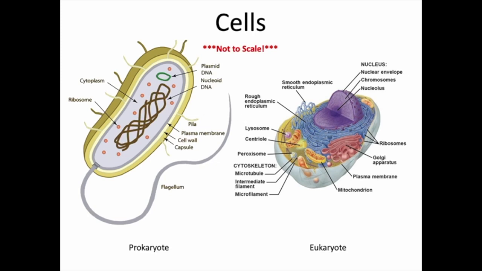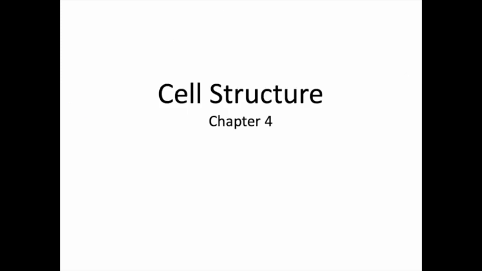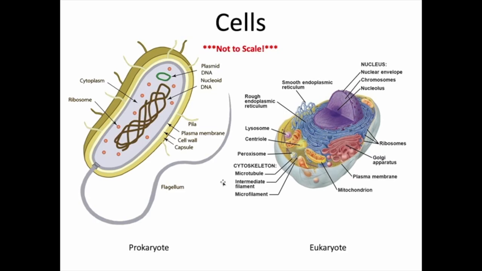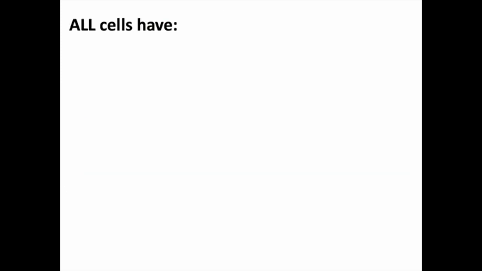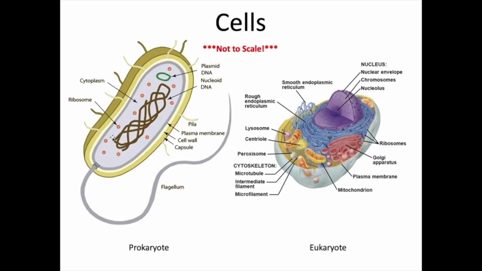And so in a chapter about cell structure, of course, we have to talk about the different structures that these cells have. Instead of comparing and contrasting every little thing that these two cell types have, the easier way to go about this is to talk about the stuff that all cells have, because there are plenty of things that prokaryotes and eukaryotes have in common.